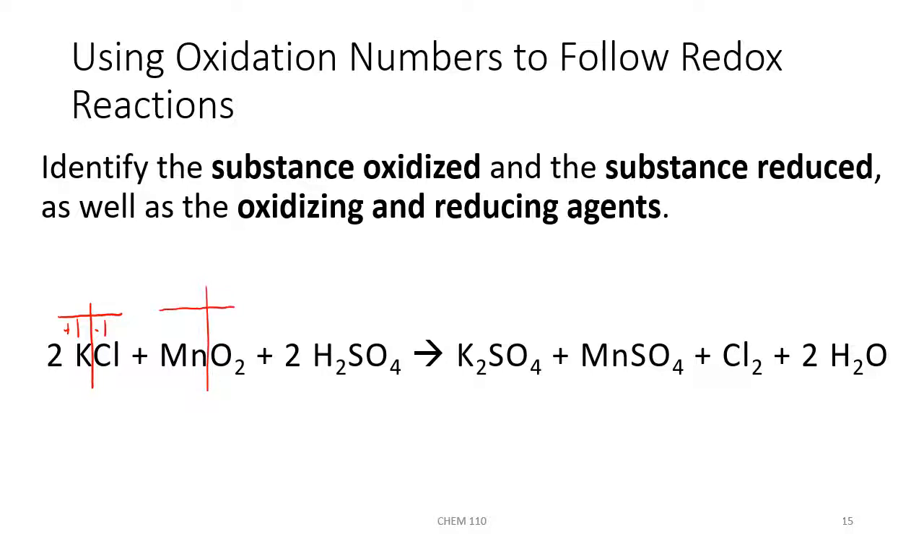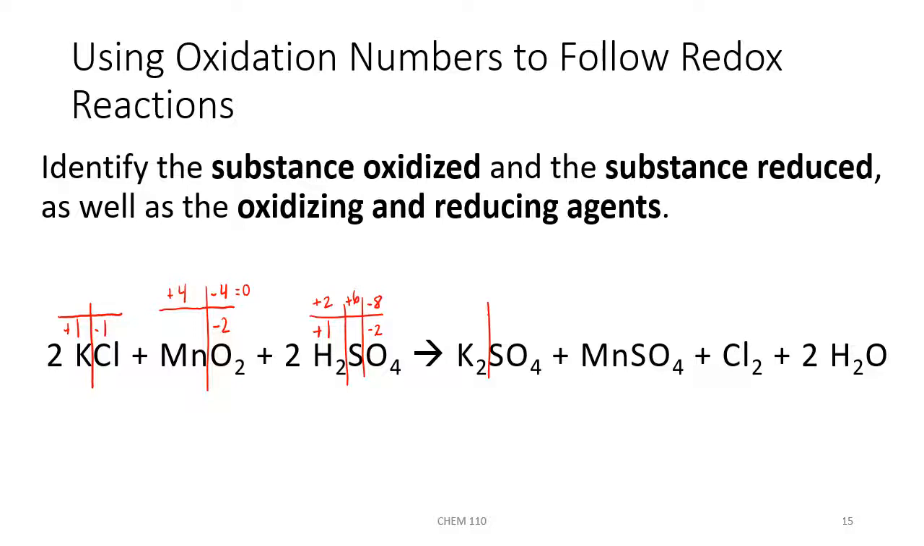Manganese(IV) oxide. Oxygen has an oxidation number of -2. There's 2 of them, so the total is -4. The sum should be 0, so our manganese will have an oxidation number of +4. H2SO4, oxidation for oxygen is -2 in a compound. There's 4 of them, so the total is -8. Hydrogen is +1 in a compound. There's 2 of them, so the total is +2. The sulfur must be +6 in this compound.